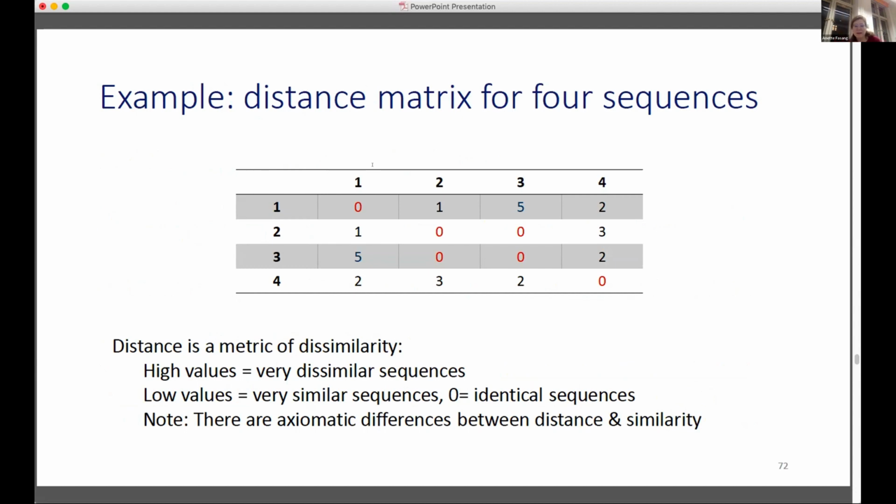So this would be a distance matrix for 4 sequences. So you see here the diagonal always are zeros because that's comparing sequence 1 to itself. So of course they are identical and the dissimilarity is 0. And then here I see, for example, sequence 2 to sequence 1 only has a dissimilarity of 1, but sequence 3 to sequence 1 has a dissimilarity of 5. So I know that 3 and 1 are much more different from each other than 2 and 1. And so maybe likely 2 and 1 will be grouped into the same cluster, but 3 and 1 will be grouped into different clusters.